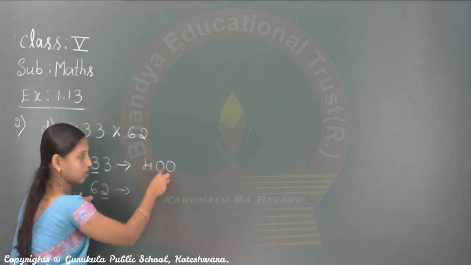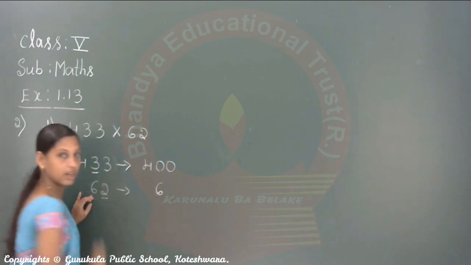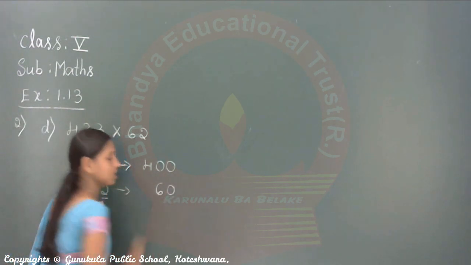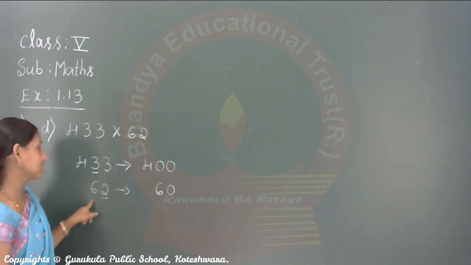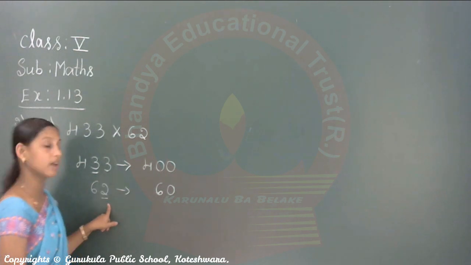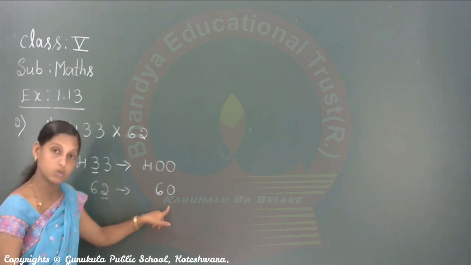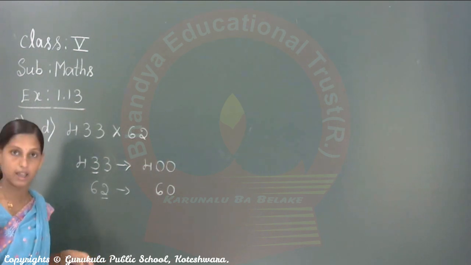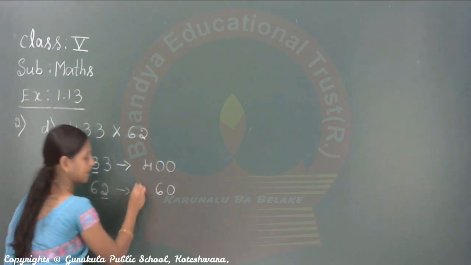Whatever is in the tens place, you write in the tens place only, and make the other digit 0. So 62, when we estimate, will round down to 60. It has become less. Okay. Next it is a multiplication.